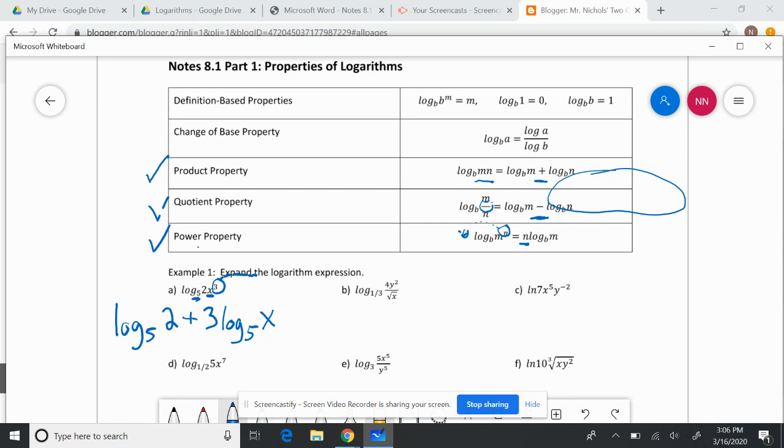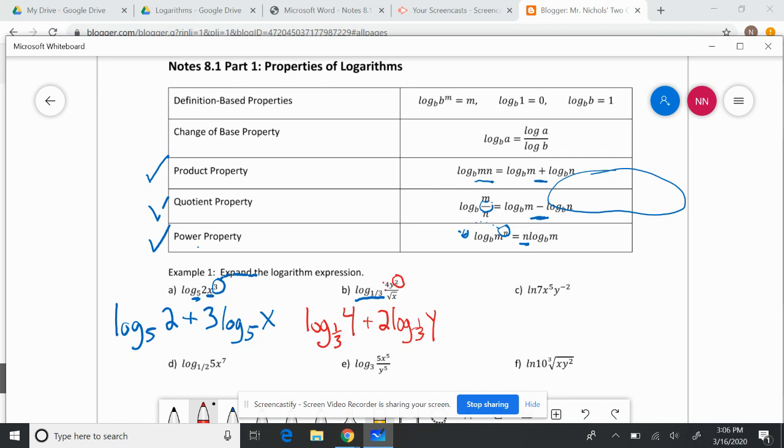Now looking at letter B, we notice that we have a base of 1/3. So we're going to do log base 1/3. Our first value is a 4, so we're going to put 4. Notice that there's multiplication here, so we're going to put a plus sign, and we're going to do the log base 1/3 of y. Once again, there's an exponent for the y, so we're going to put a 2 in front of the log.